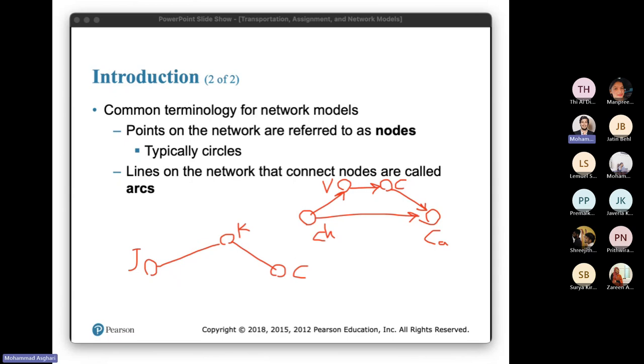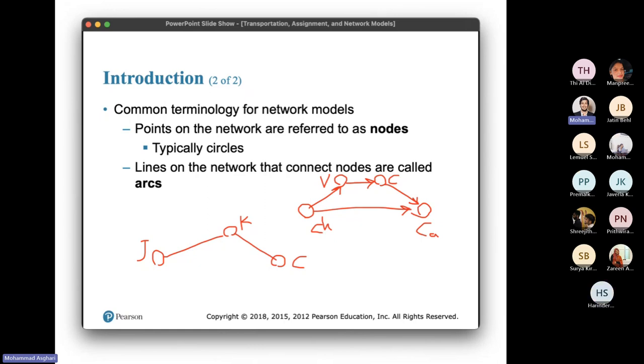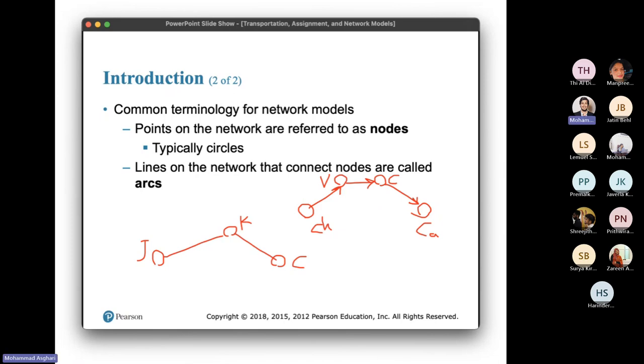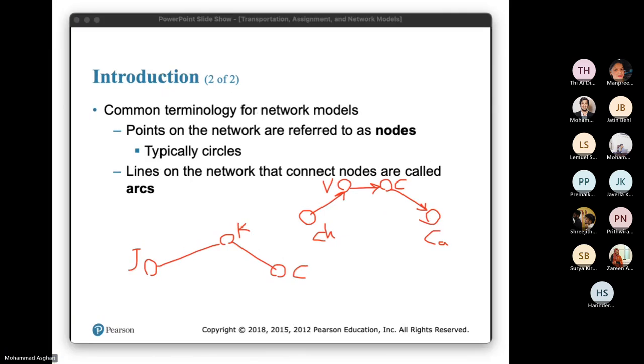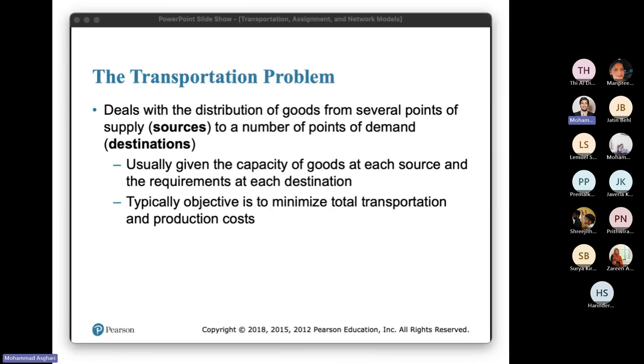So sometimes this is not a direct line, as you can see in this picture. Sometimes you have to use some intermediate nodes, as you can see in this example. Let's go further. The important point is that in each network model, we have two things: nodes and arcs.